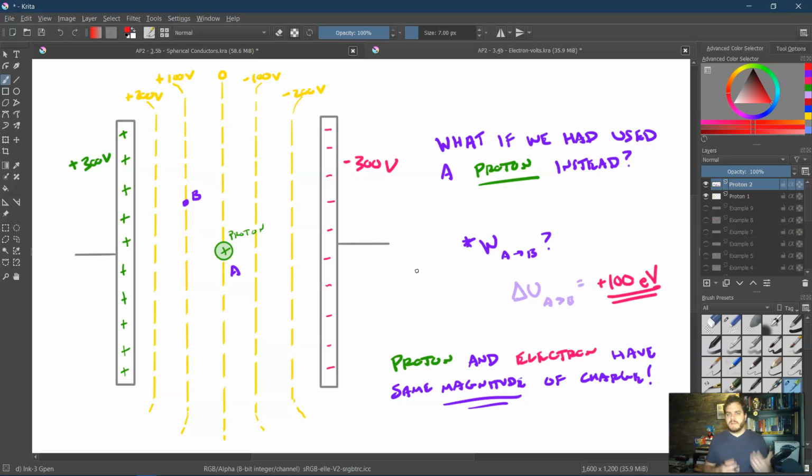So really, when we defined an electron volt as the amount of energy it took to accelerate an electron through a potential difference of 1 volt, equivalently, that is also the amount of energy necessary to accelerate a proton through a potential difference of 1 volt. For that reason, we can really use either proton or electron pretty interchangeably when dealing with electron volts.